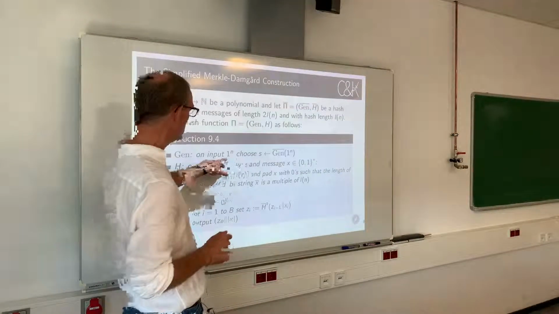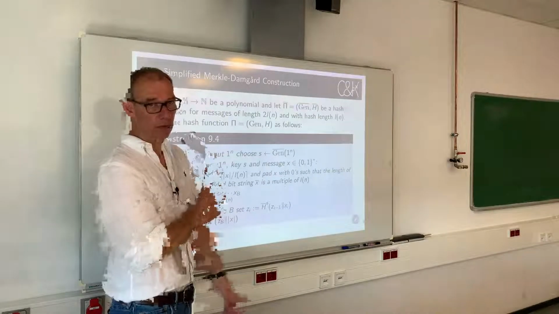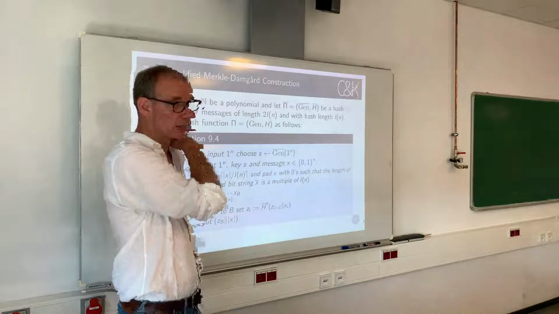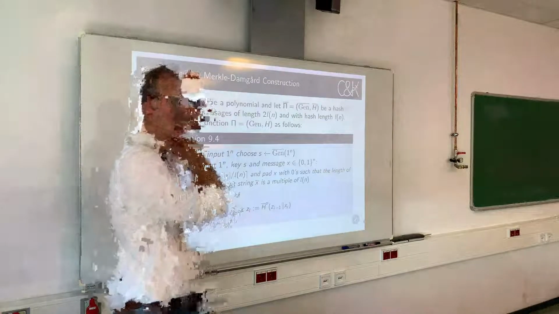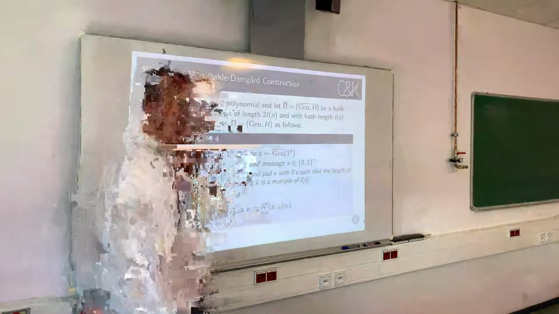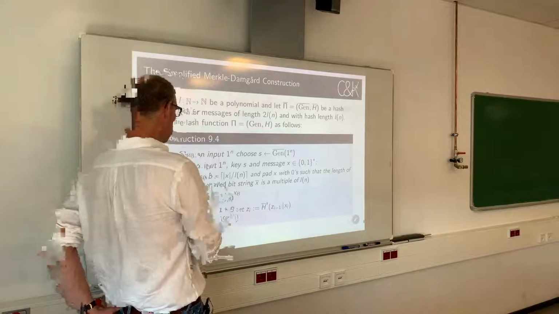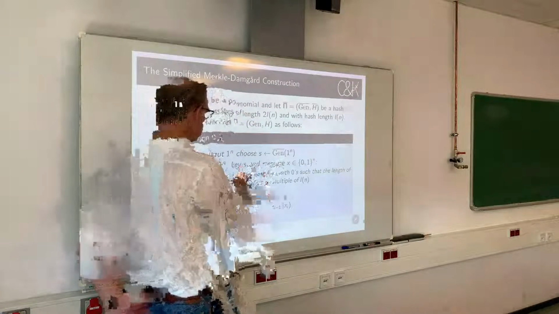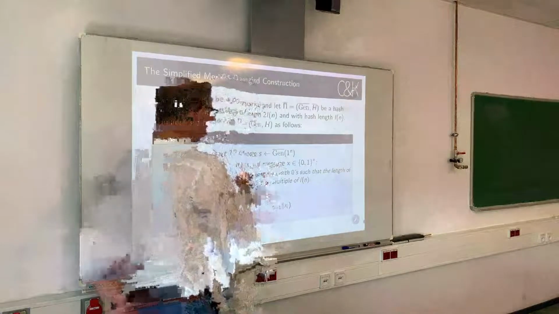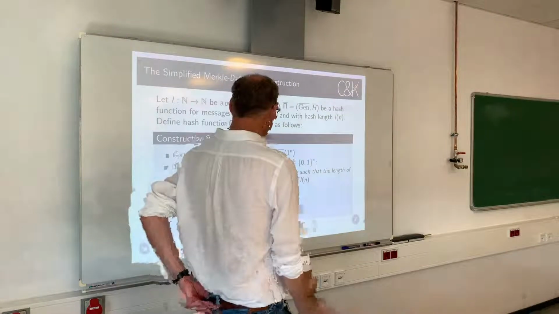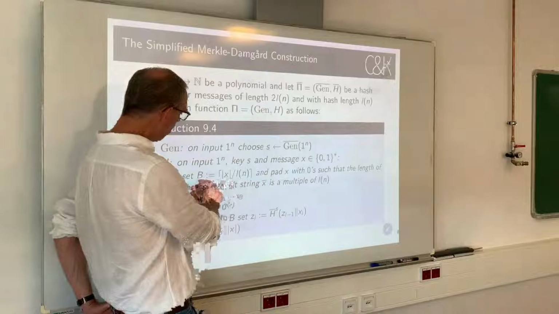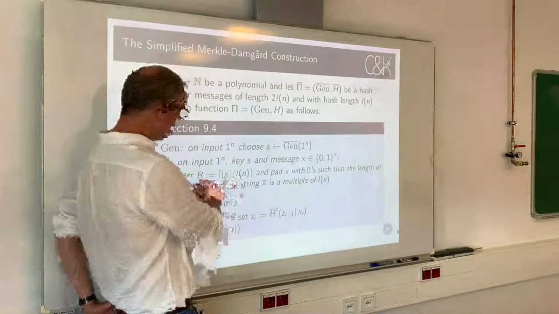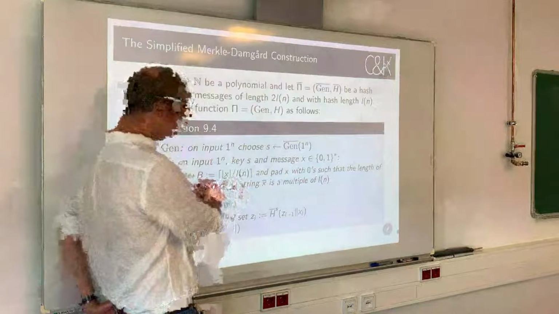The key generation algorithm of the new hash function is simply the key generation algorithm of our original hash function pi bar. So keys are as in pi bar. Now h on input 1 to the n, key s, and a message x in {0,1}*, does the following. It sets b to be the length of x divided by L of n, rounded up.